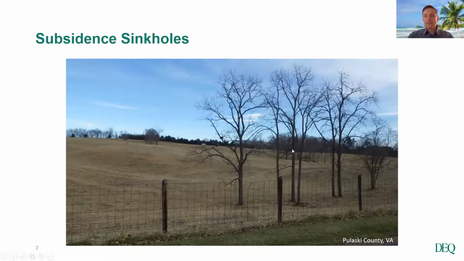You can see there's more sinkholes in the back here. This would be a sinkhole plain. These are very common types of sinkholes in Virginia. This is Pulaski County, for example.